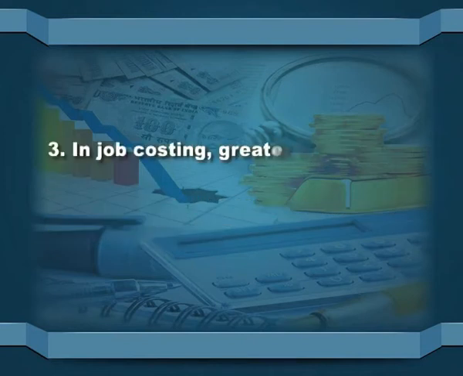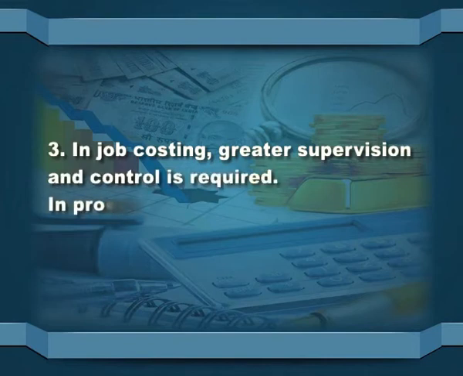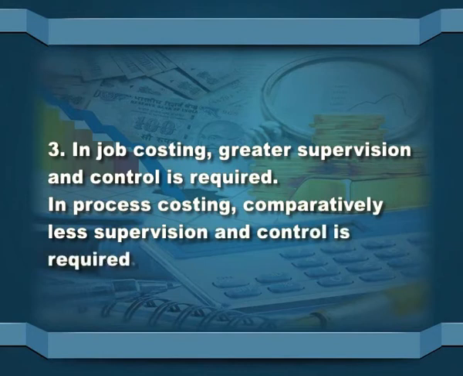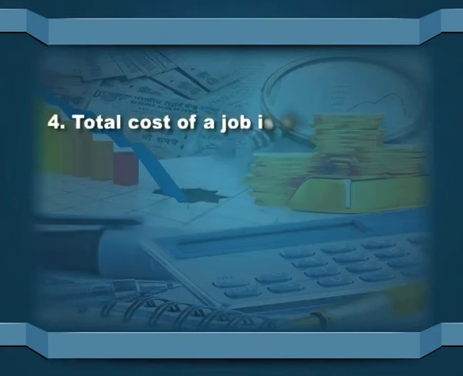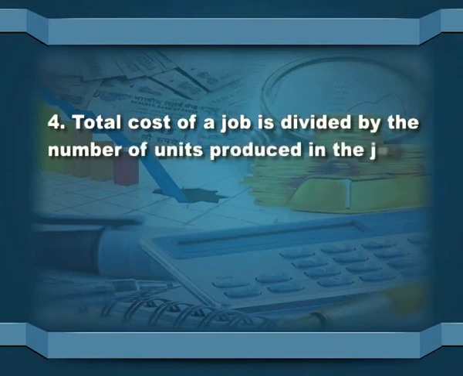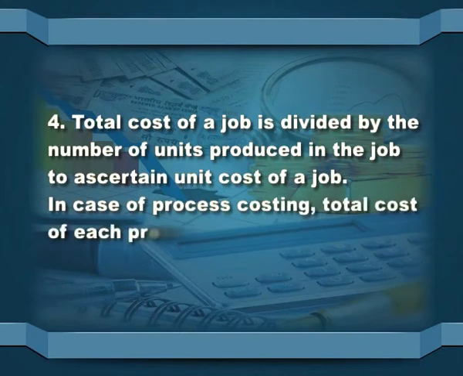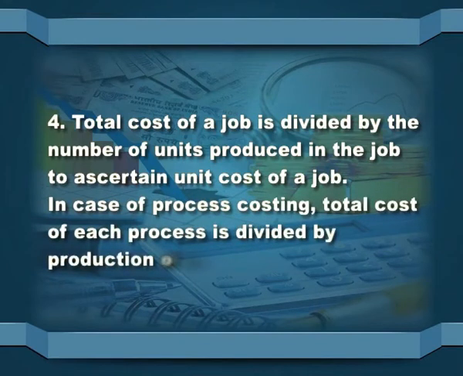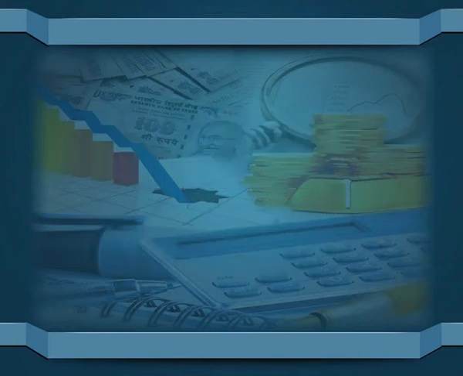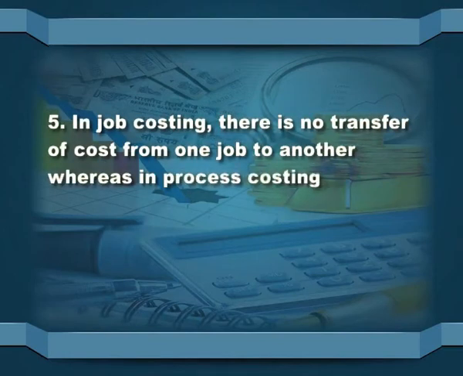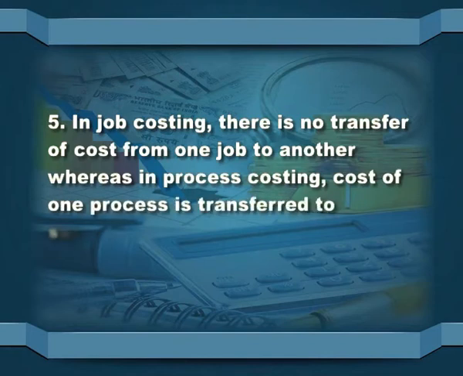Number 3. In job costing, greater supervision and control is required. In process costing, comparatively less supervision and control is required. Number 4. Total cost of a job is divided by the number of units produced in the job to ascertain the unit cost of a job. In the case of process costing, total cost of each process is divided by the production of each process. Number 5. In job costing, there is no transfer of cost from one job to another, whereas in process costing, cost of one process is transferred to subsequent processes.